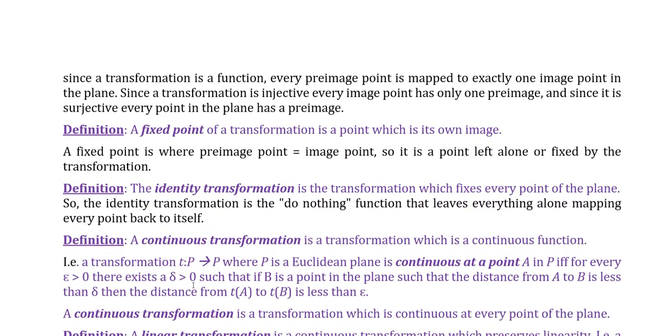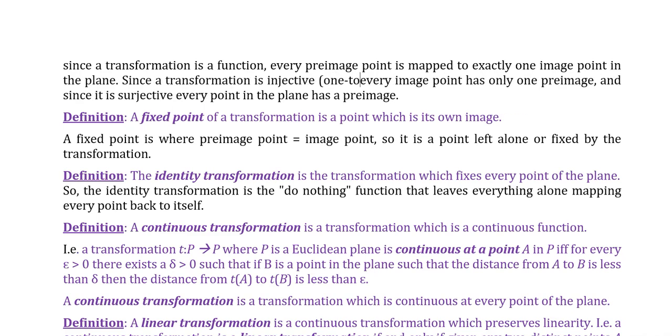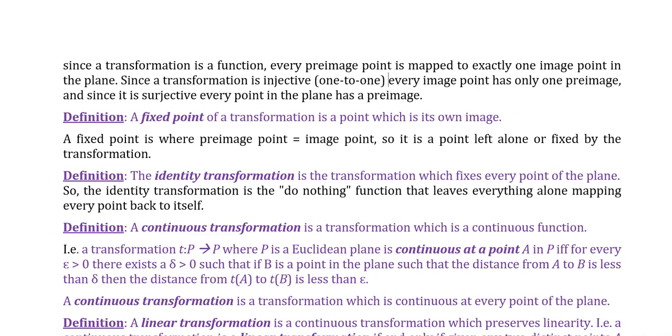Okay, so notice that since a transformation is a function, every preimage point is mapped to exactly one image point in the plane. And since a transformation is injective, remember another word for injective, of course, is one to one, every image point has only one preimage. And since it's surjective, onto the entire plane, every point in the plane has a preimage.